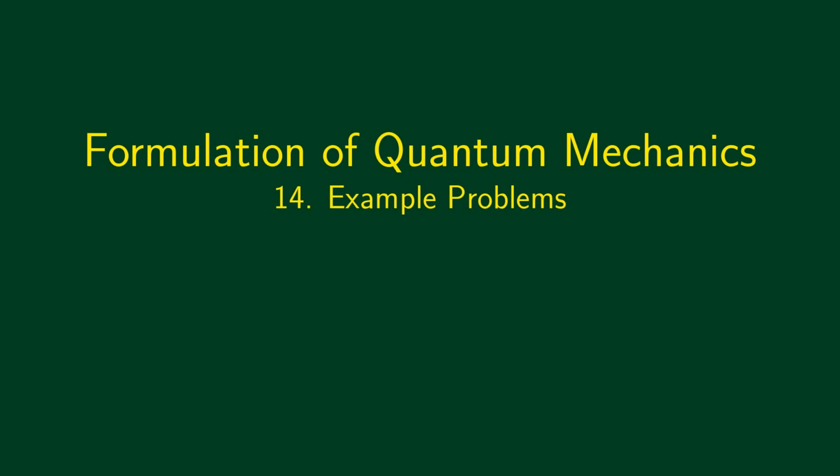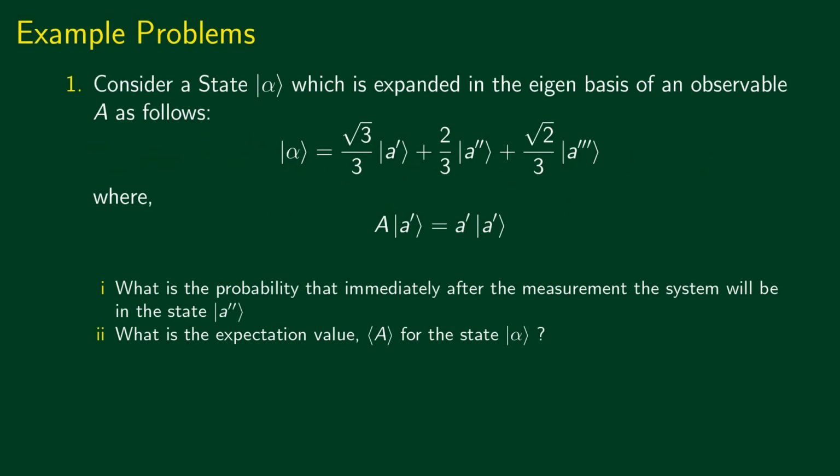Now let's solve a few simple problems. The first question is this. Consider a state denoted by ket alpha, which is expanded in the eigenbasis of an observable A as follows. So the ket is given and its expansion in terms of the eigenbasis of A is also given. It's given by square root of 3 divided by 3 ket A prime plus 2 by 3 ket A double prime plus square root of 2 by 3 ket A triple prime.